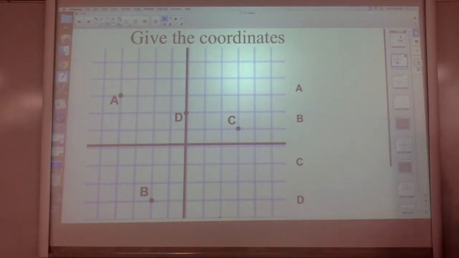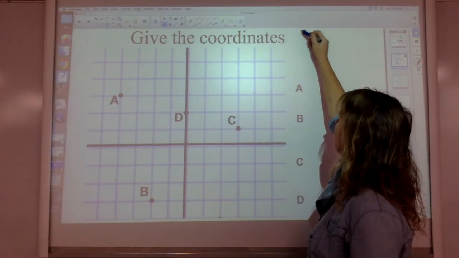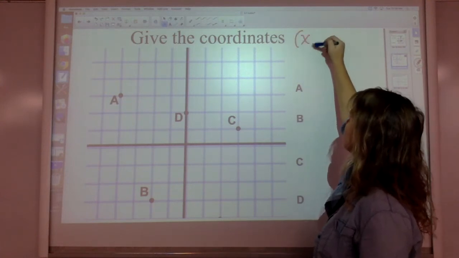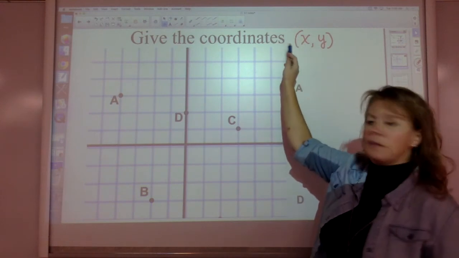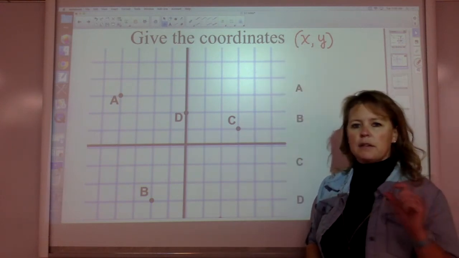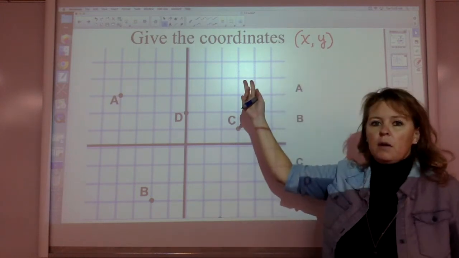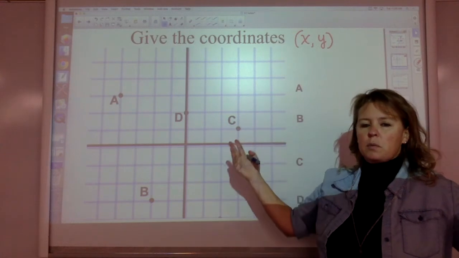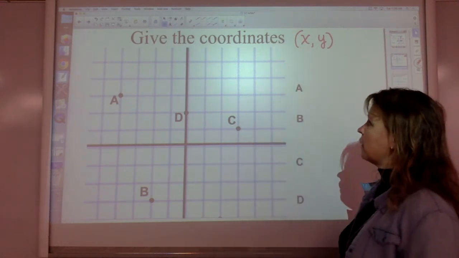Just a reminder of the coordinates. It says give the coordinates, and when we give the coordinates, x comes first, then y. If you don't give it in parentheses and you don't put a comma in between it, also wrong. I know it's getting very detailed and specific, but that's how math is. If this is how you write a coordinate, that's how you write a coordinate. Same thing in English. If you're supposed to spell something right, spell it right. This is kind of the spelling of math.